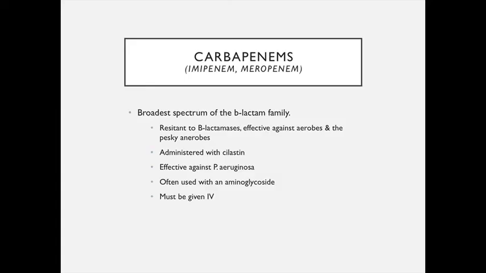Okay, so now we have beta-lactam family number 3, the Carbapenems. Imipenem is probably the most well-known. Meropenem is another one. Carbapenems have pretty good coverage of most gram-positives and gram-negatives. They're resistant to beta-lactamase, which is nice. They're good for a whole bunch of stuff.